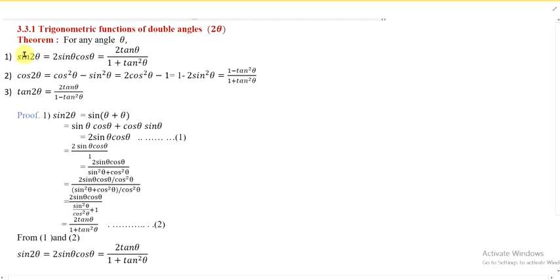So here sin of 2 theta has only one result, which is very simple: 2 sin theta into cos theta. In place of theta, you can use x also, y or z also. But for convenience, theta is chosen and we use theta everywhere. Now again see, sine 2 theta is equal to twice sine theta cos theta.